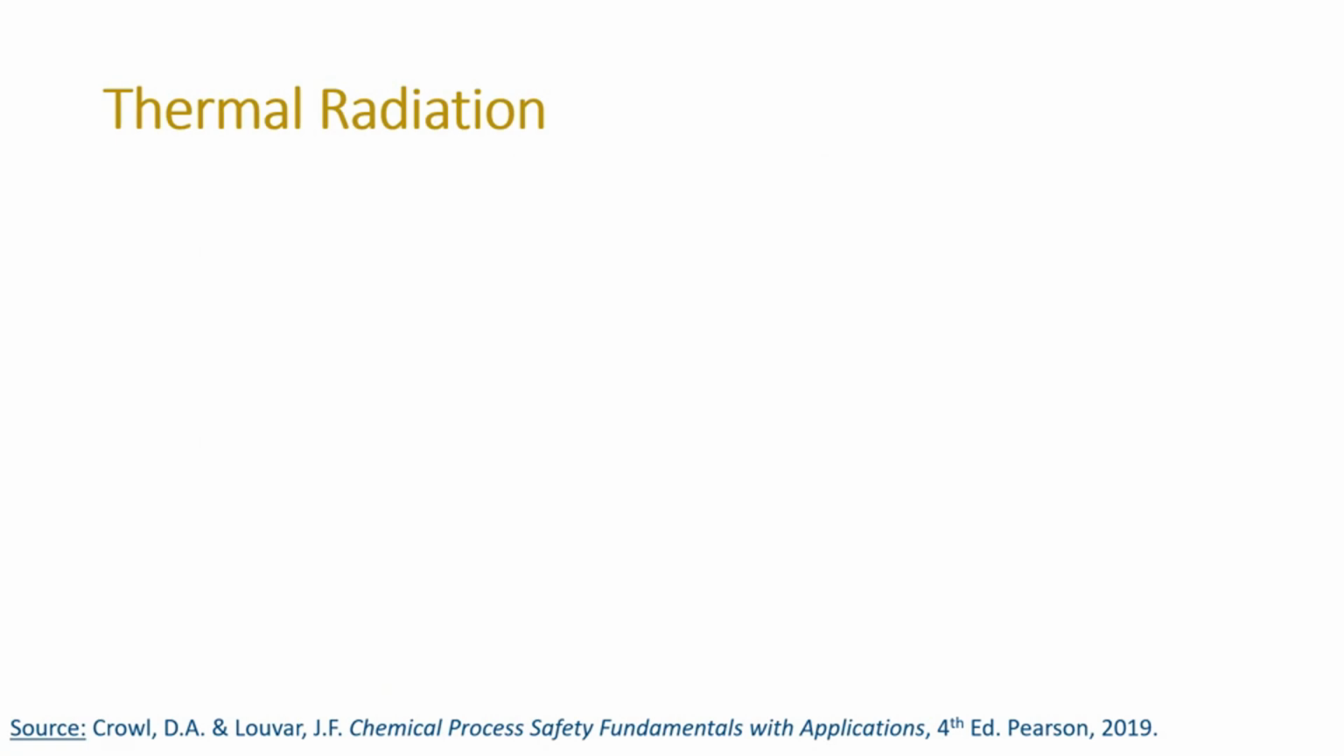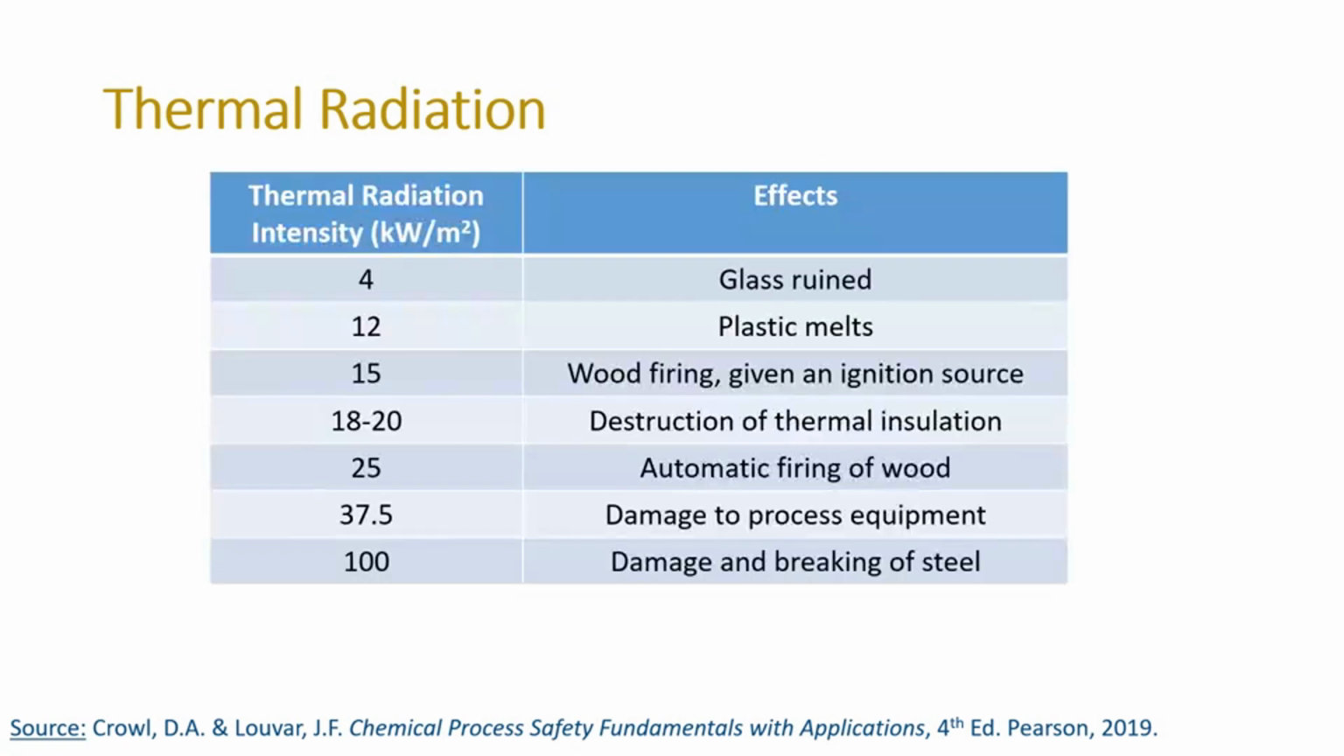You can also understand these thermal radiation intensities a little bit better by looking at their effects. Some of the values you saw in the previous chart were 4 kilowatts per square meter and 12. At 4 kilowatts per square meter, a physical effect we would see is glass being ruined. At 12 kilowatts per square meter, we see plastic melting, and going even higher, at 15 kilowatts per square meter, we see wood firing. Around 18 to 20, we see destruction of thermal insulation. At 25 kilowatts per square meter, we see the automatic firing of wood.